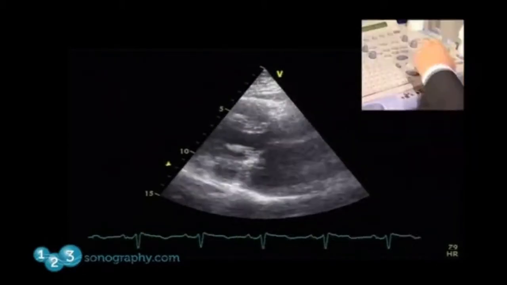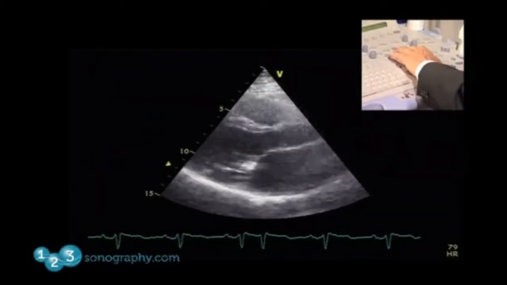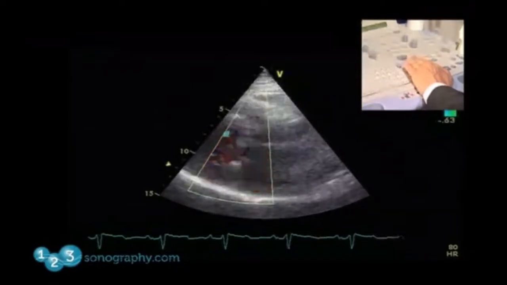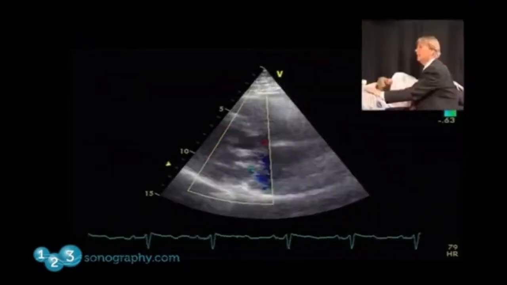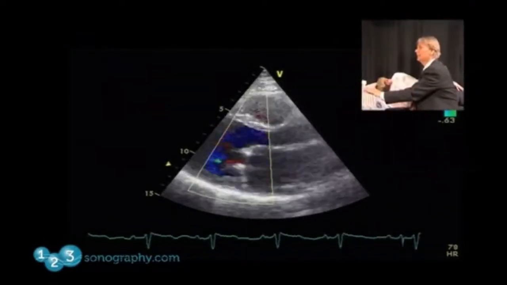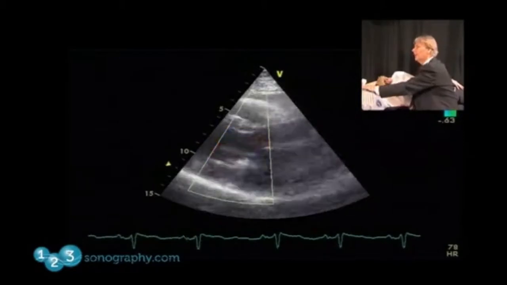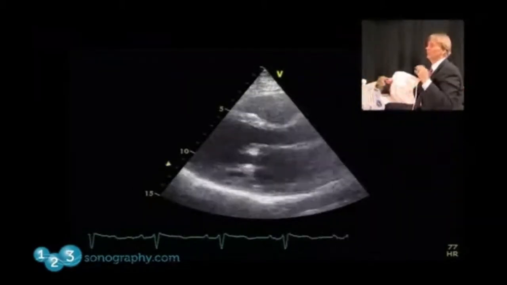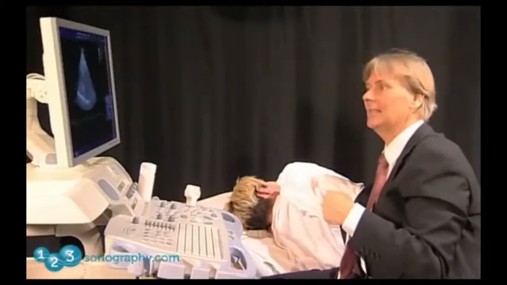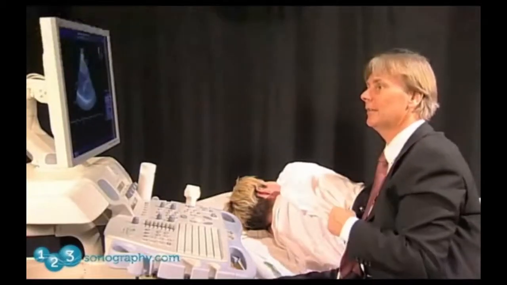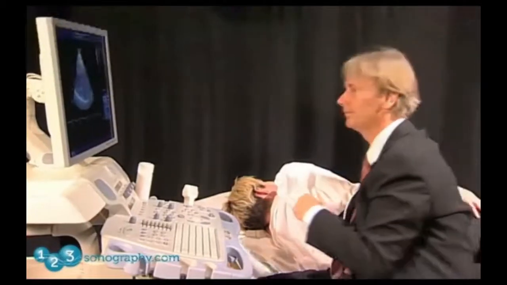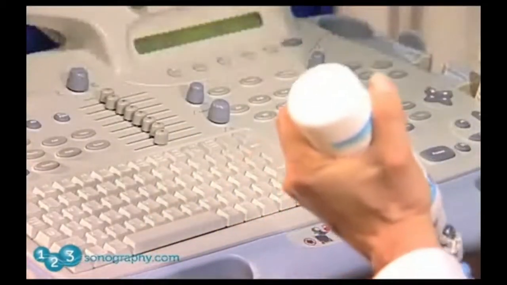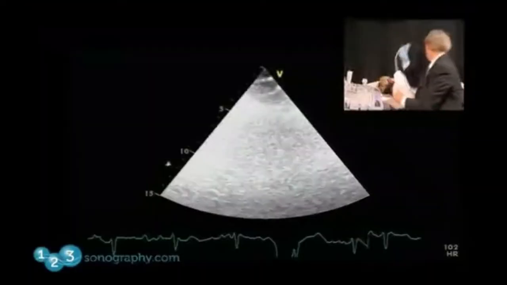But coming back to this view, I also want to show you the color, simply because we want to see if there's turbulent inflow into the valve. Not really. There's some degree of regurgitation. We'll come to that later. But certainly the patient does not have much turbulent inflow, which fits very nicely to a rheumatic stenosis, which is not severe. But to get more quantitative information, we have to look at the apical views.